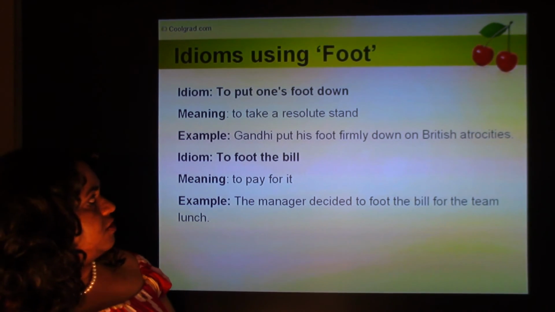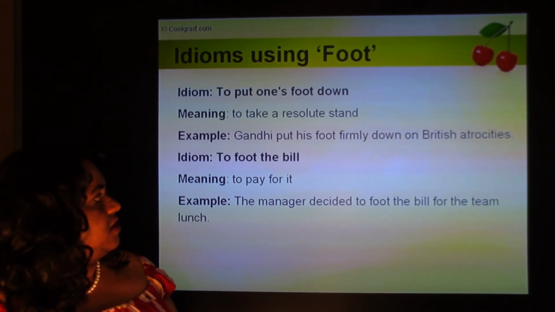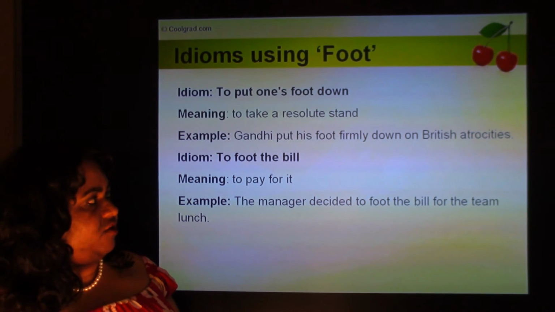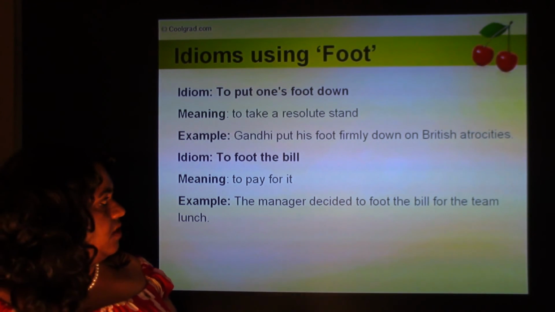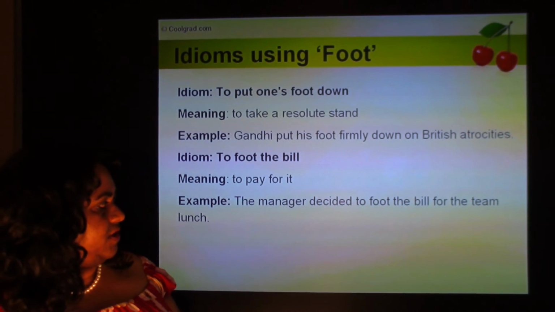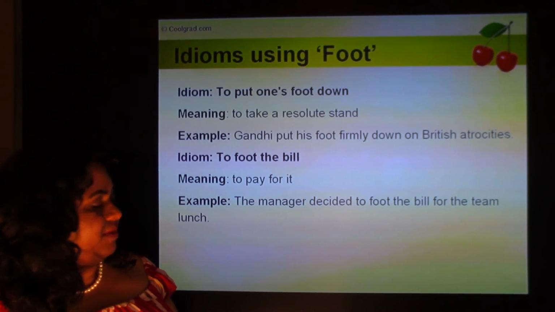Idioms using foot. To put one's foot down means to take a resolute stand. Gandhi put his foot firmly down on British atrocities. To foot the bill means to pay for it. The manager decided to foot the bill for the team lunch.